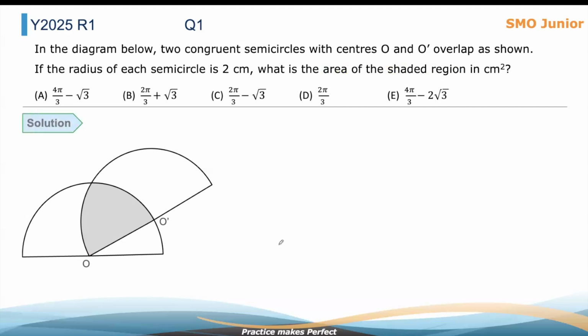Question 1. There are two semicircles. We need to find the area of the shaded region. From this intersection point P, we draw the two line segments, PO and PO prime. Since PO prime and OO prime are radius of the semicircle, this triangle POO prime is an equilateral triangle. Angle POO prime is 60 degrees.